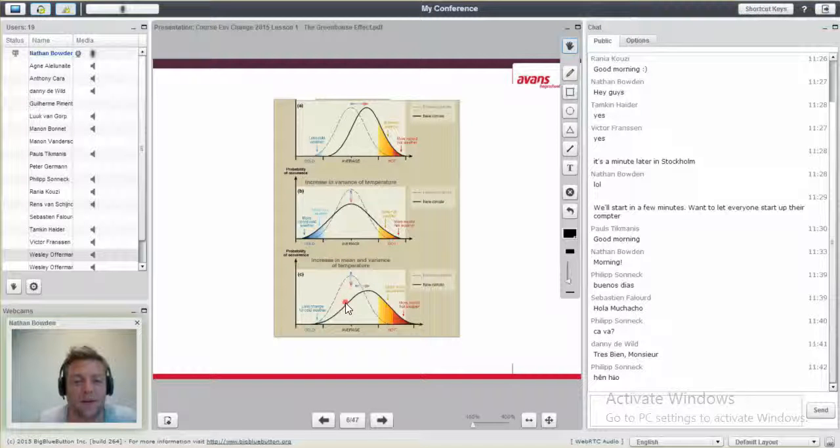And then we have both, yeah? So we have where the average climate gets warmer and it broadens out. And I'll tell you that most people think we are in this last case.